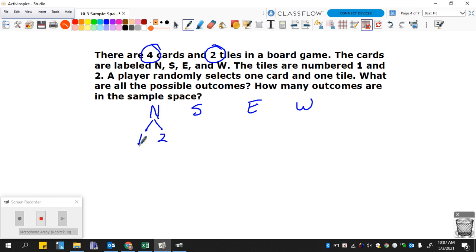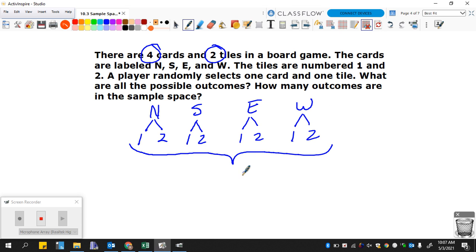He can then draw a number 1 tile or a number 2 tile. If he draws an S card, he can draw a number 1 tile or a number 2 tile. E, a 1 tile or a 2 tile, and W, a 1 tile or a 2 tile. Well, so those are all the possible outcomes, okay? And how many outcomes are in the sample space? Well, 1, 2, 3, 4, 5, 6, 7, 8, okay? So there are 8 possible outcomes, all right?